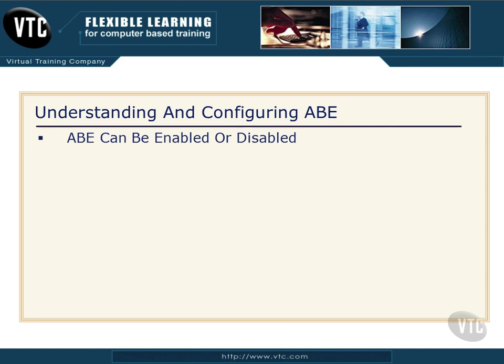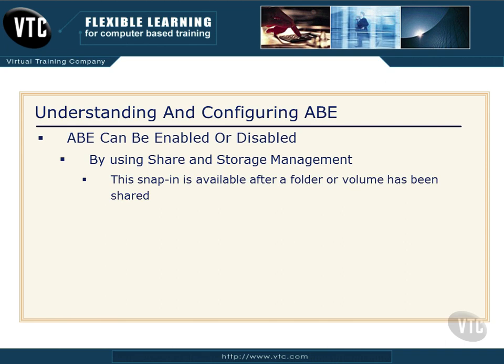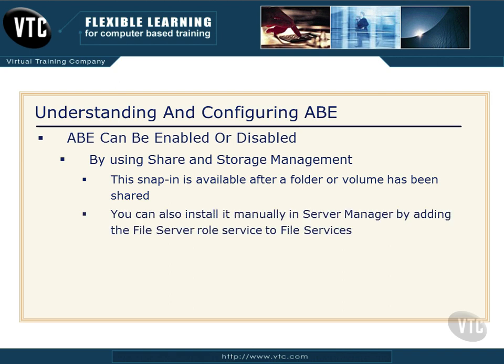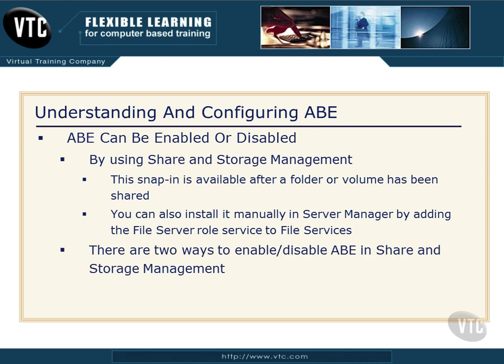Now, ABE can be enabled or disabled, and this is most likely what you need to know for the exam. And you enable it or disable it by using the Share and Storage Management tool, and this snap-in becomes available to you once a folder or a volume has been shared. Now, you can also install it manually by going into Server Manager, adding the file server role Service to File Services. Now there are two ways in the Share and Storage Management functionality to enable and disable ABE, and in part two we'll go out into Windows Server 2012 and I'll show you how to take care of that.